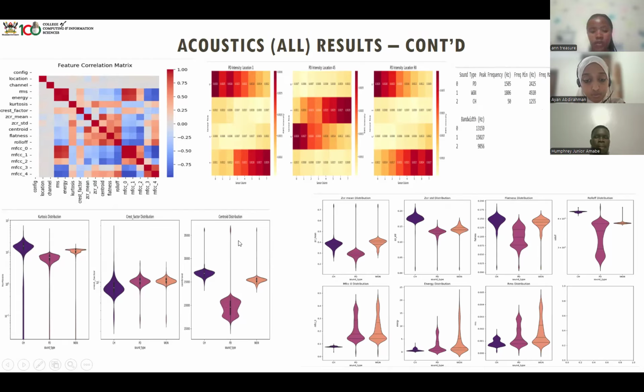From these violin graphs, we're able to see that the centroid is the feature that best differentiates between the partial discharge, the white noise, and the chaps. Maybe another feature with higher differentiating power is the roll-off that we see here.